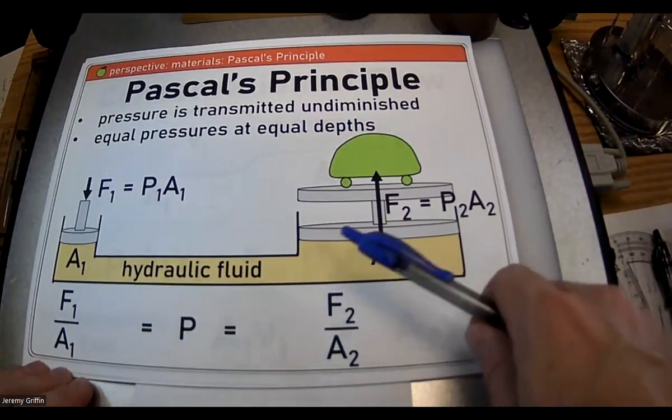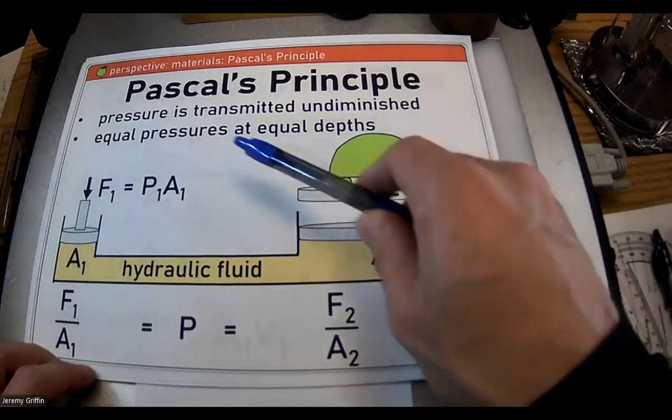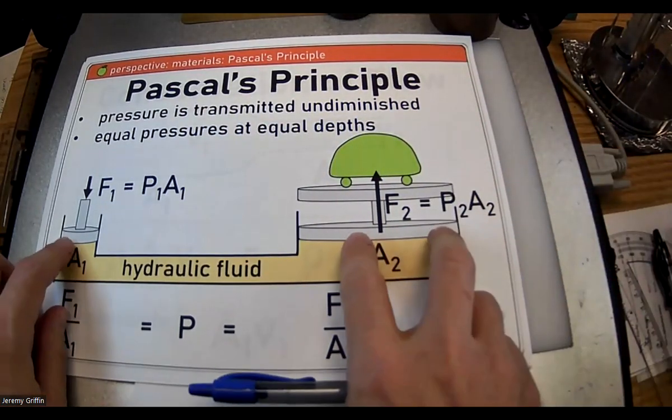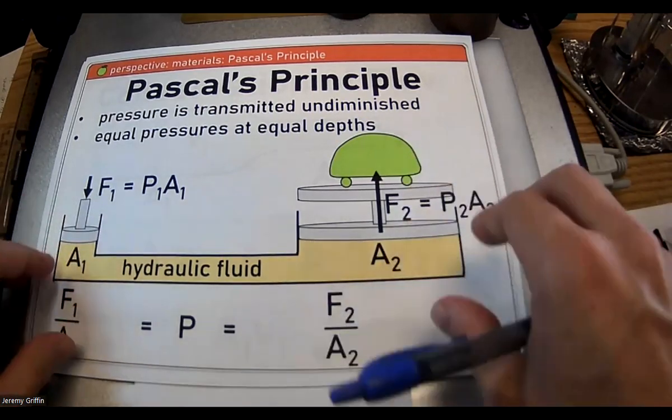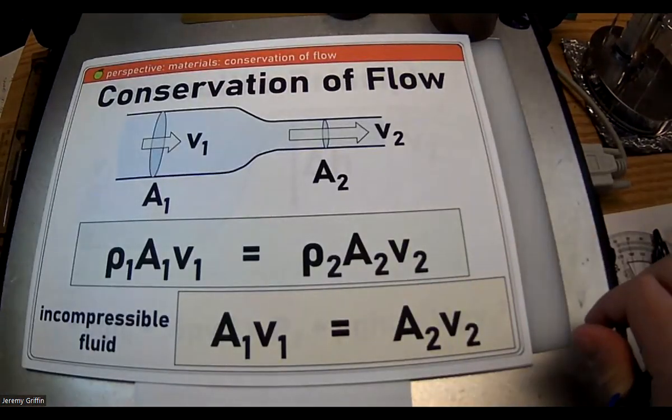Pascal's principle. So here's a hydraulic lift, classic example. Pressure is transmitted undiminished. So if you have different cross-sectional areas, you got different forces. You can lift something very heavy, gives you a mechanical advantage.